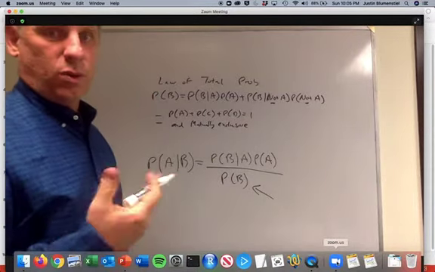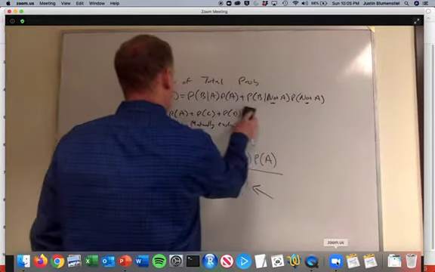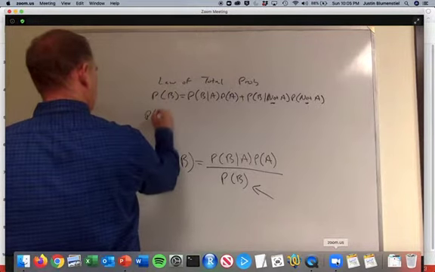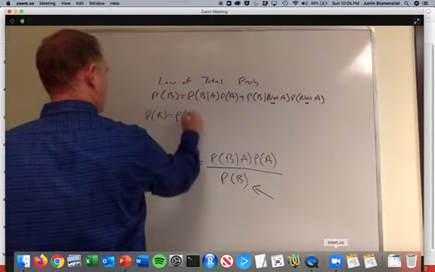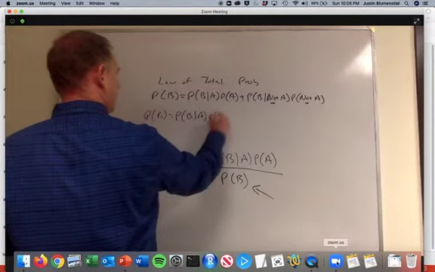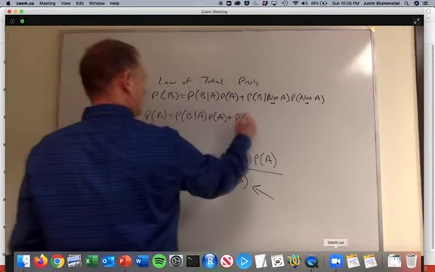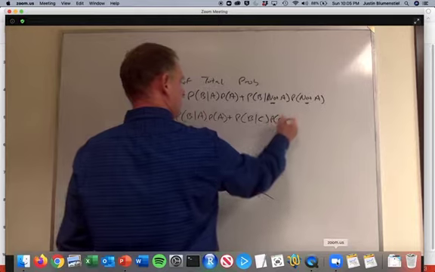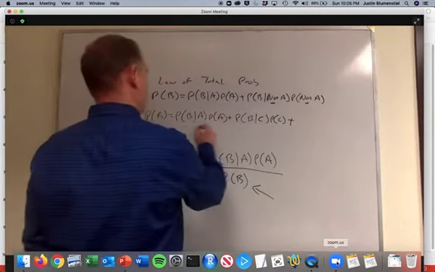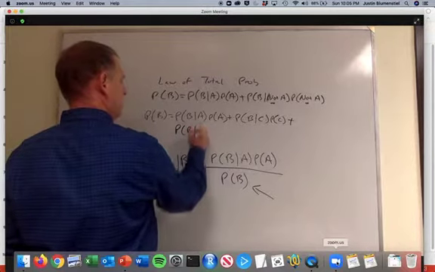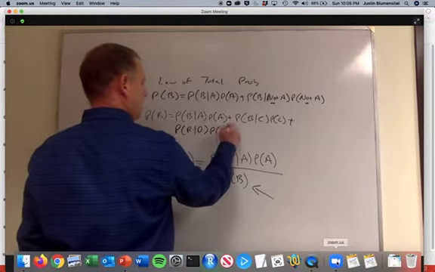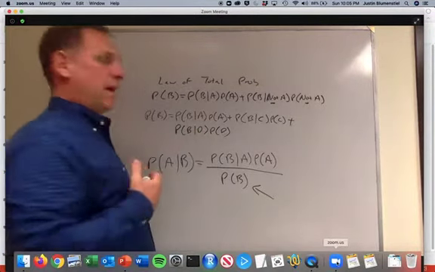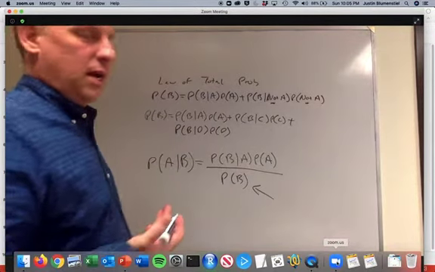You can break down the law of total probability further. We've done things like this already. You could say, for example, that the probability of B would be equal to the probability of B given A times the probability of A, plus the probability of B given C times the probability of C, plus the probability of B given D times the probability of D. We said that A, C, and D are mutually exclusive, and they add to 1, so you can break that out however you want.